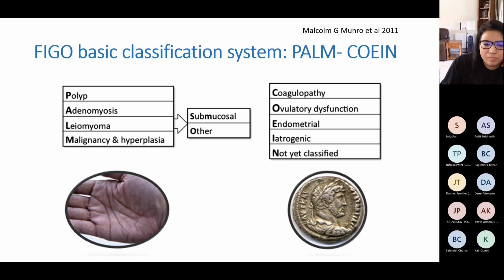And obviously FIGO has decided to put "not yet classified" in order to finish the coin. Otherwise it will sound really weird, PALM-COEIN. And also because they have to have some way to classify things that come up in the future. So not yet classified. I don't know what belongs there, but they have that in the classification.